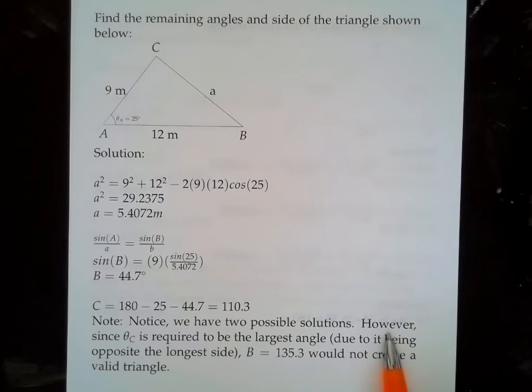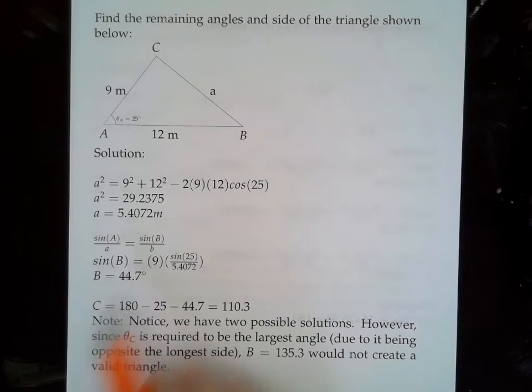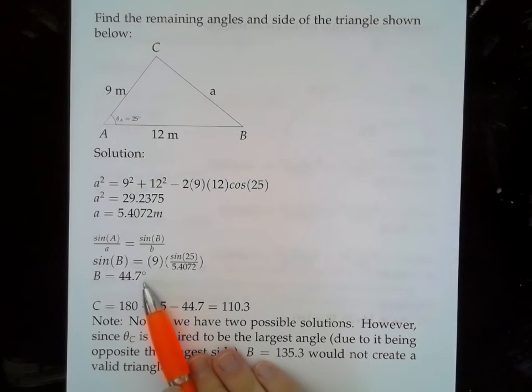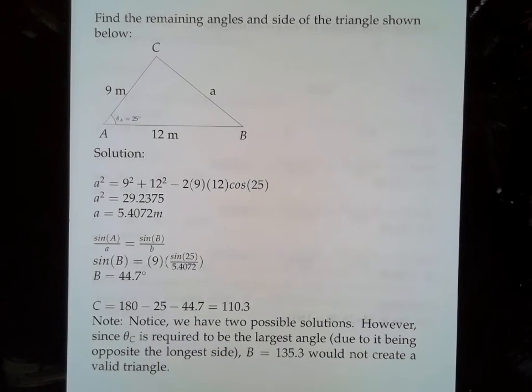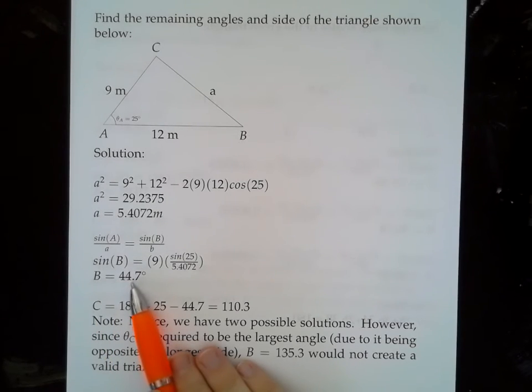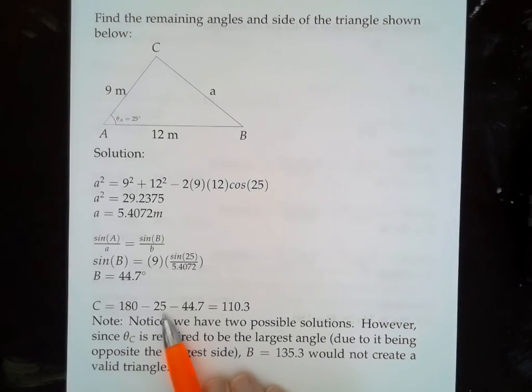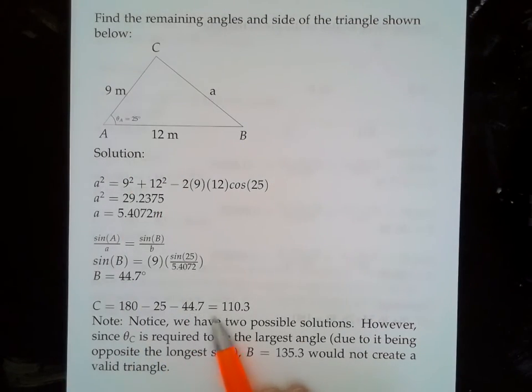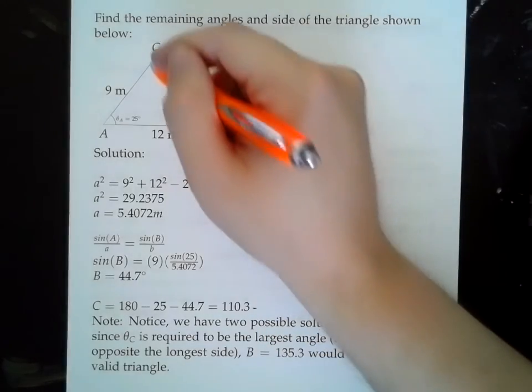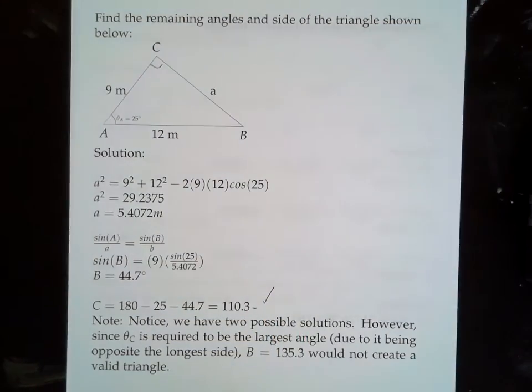So we have two possible solutions, but because theta c is required to be the largest angle, being opposite the longest side, b equals 135, which would be our secondary possibility here, would not create a valid triangle. So be a little bit careful here. So I'm going to assume, based on these laws of logic of trigonometry, that my b is going to be my smaller angle of 44.7. Now once I know that, I can solve for c. c equals 180, because there's 180 interior degrees, minus 25, my theta a, minus my theta b, which gives me 110.3, which, because this is the largest angle attached to the largest side, makes sense.